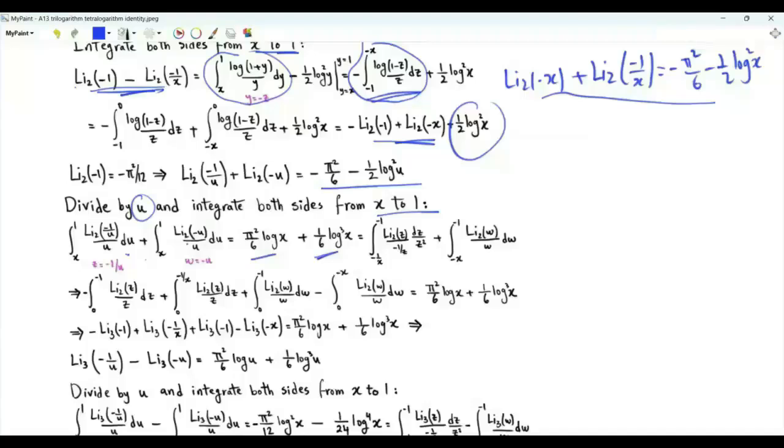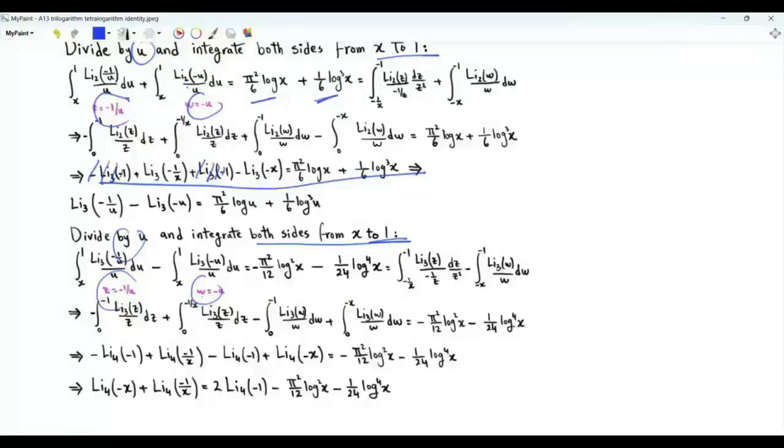We also get these integrals. Using these substitutions, we can rewrite both integrals in terms of the trilogarithm function. We get this identity. Note that these two terms go away. Like above, replace x by u, divide by u, and integrate from x to 1. Using these substitutions, we obtain integrals that can be represented using the polylogarithm function of order 4. This is the identity that we need.